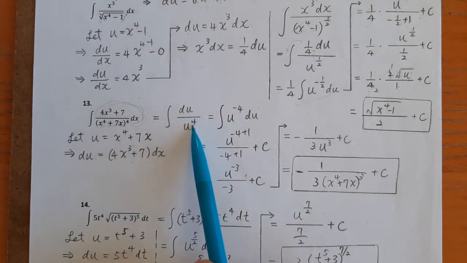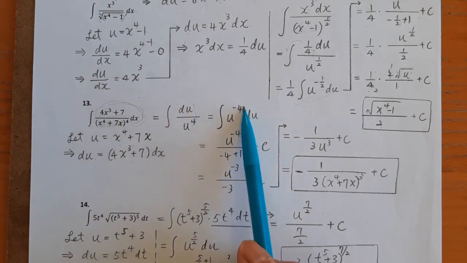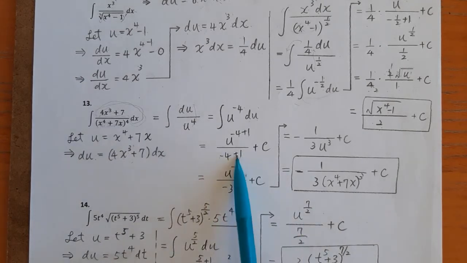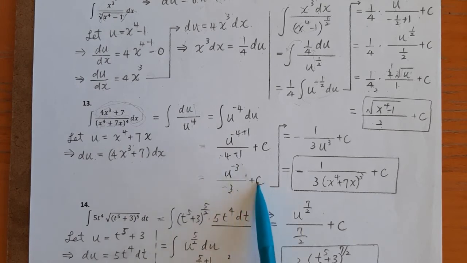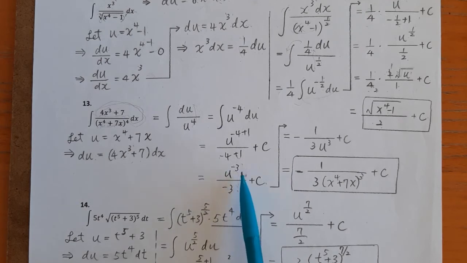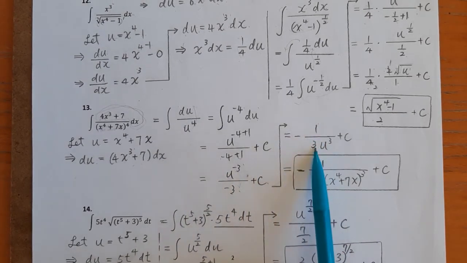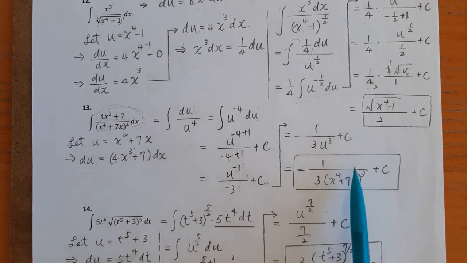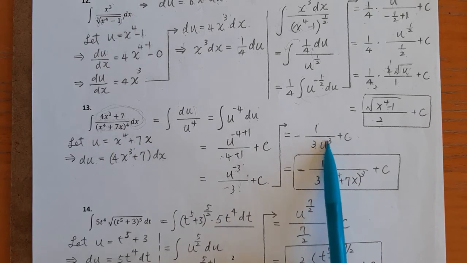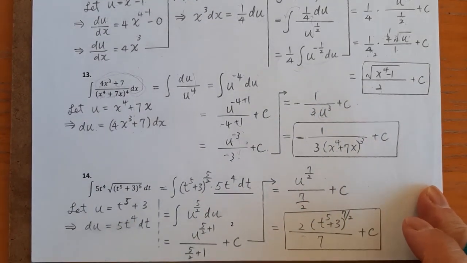Then move this u to the power 4 up, become u to the power negative 4 du. And then use power rule. Negative 4 add 1, negative 4 add 1. So get u to the power negative 3 over negative 3 plus c. Then switch down. Get negative 1 over 3 u to the power 3 plus c. And substitute back in. u is x to the power 4 plus 7x. Substitute into u back. And you get this answer. So this we call integral by substitution.